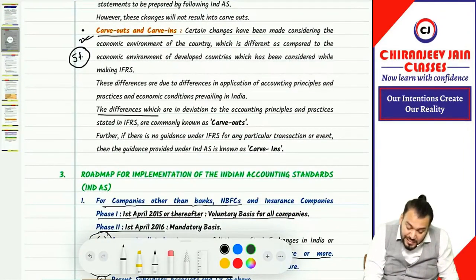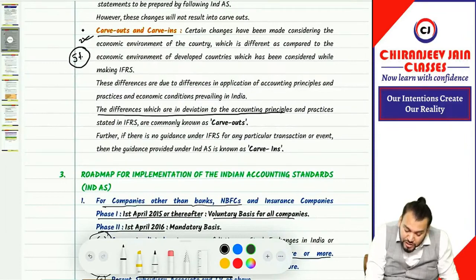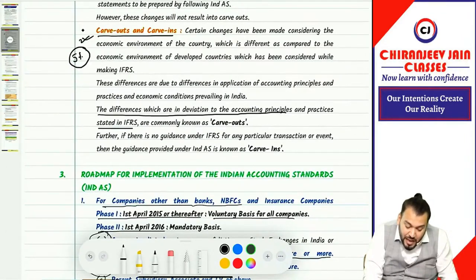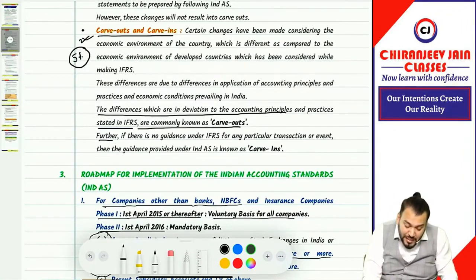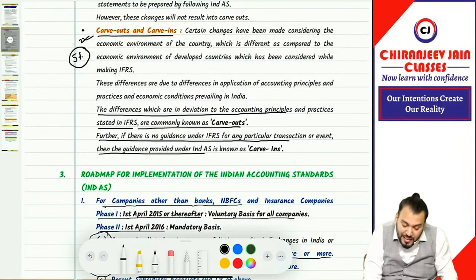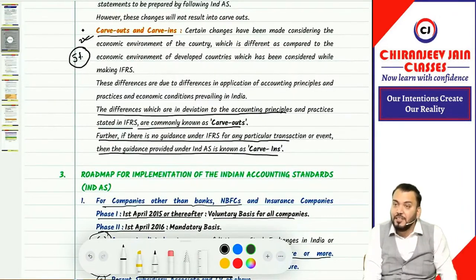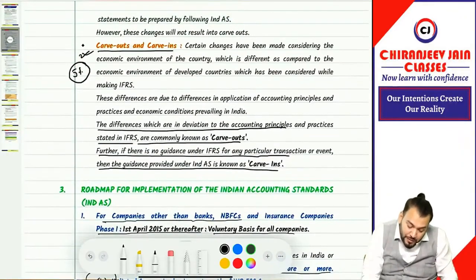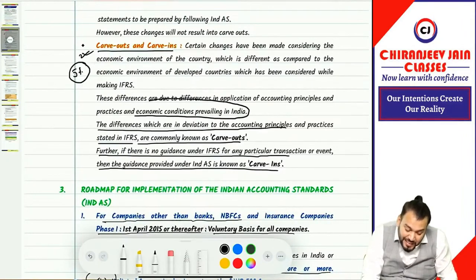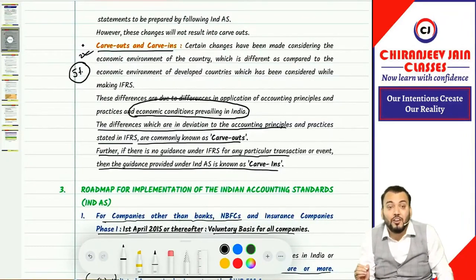The differences which are in deviation to the accounting principles and practices stated in IFRS are commonly known as carve out. Further, if there is no guidance under IFRS for a particular transaction or event, then the guidance provided in Ind AS is known as what? Carve in. These changes have been made as per the economic conditions prevailing in India.